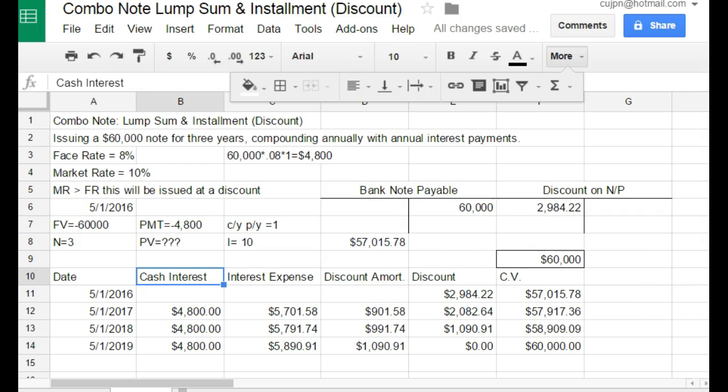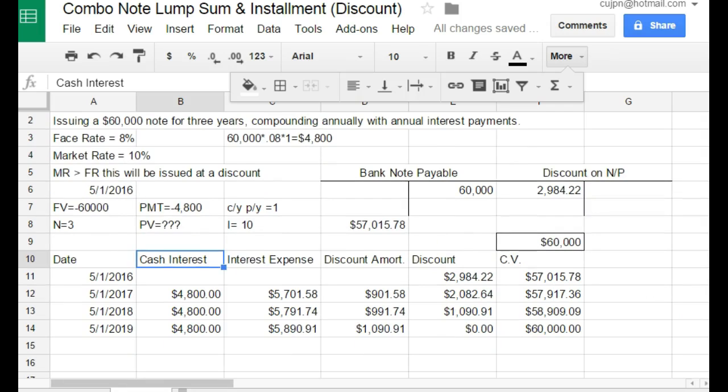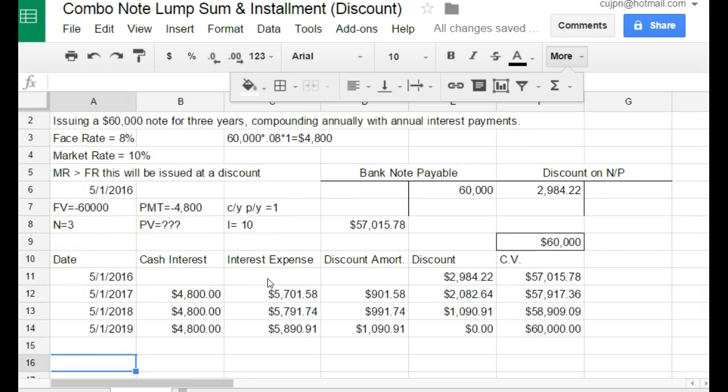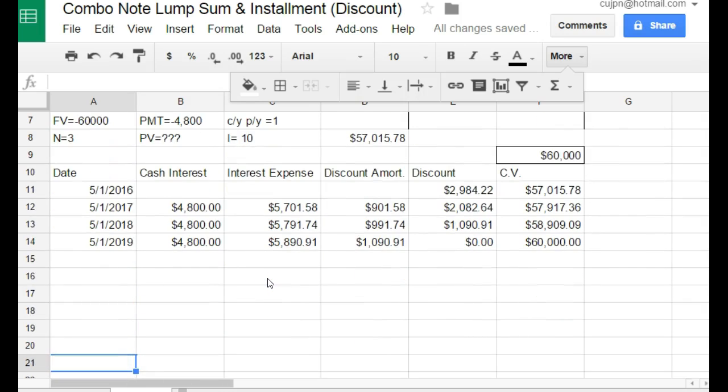All right, so now what we're going to do is work through the journal entries, and I'm going to scroll down here. That way we can use our statement here and make our journal entries. So I'm going to make some space here. All right, so on 5/1/16, I have my initial entry. I'm receiving basically cash in the amount of $57,015.78.